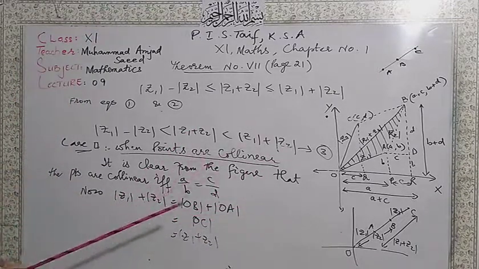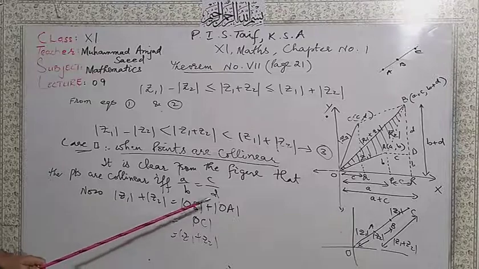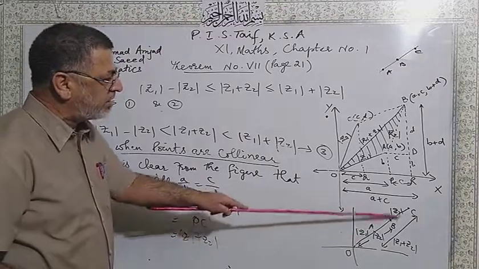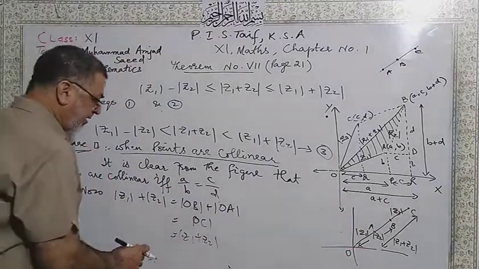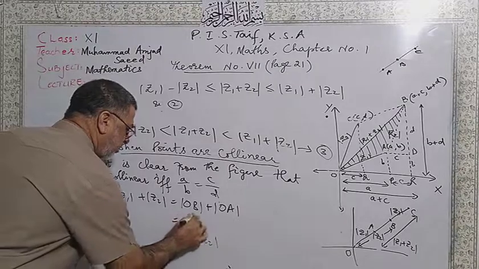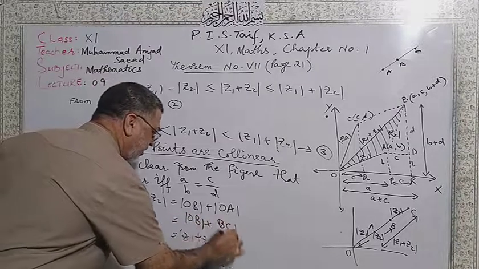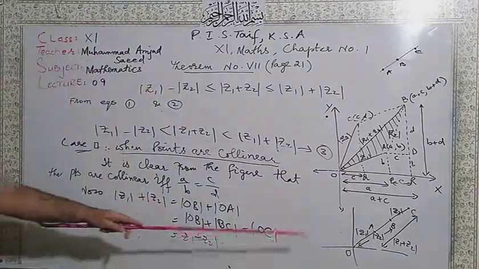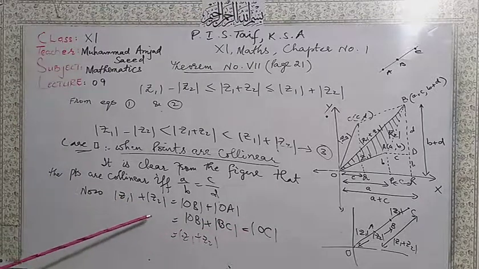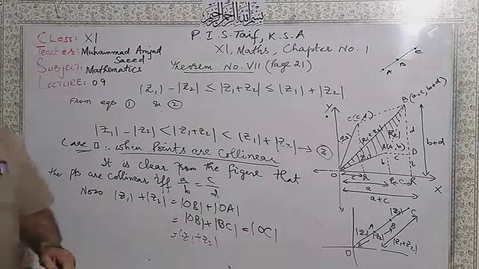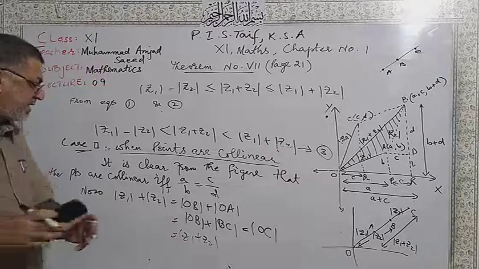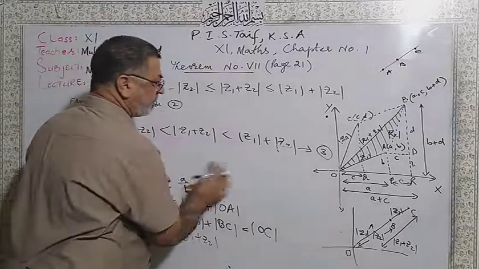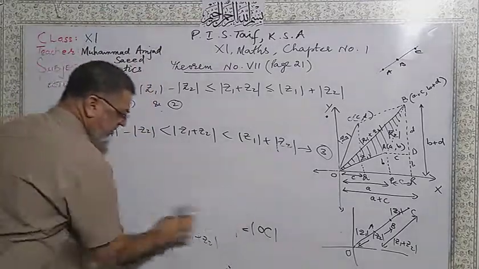That's why I have written that |Z1| plus |Z2| is equal to |OB| plus |OA|, but actually |OA| is |BC|. So you can say |OB| plus |BC| is equal to |OC|. But |OC| is equal to |Z1 + Z2|. So this is the equality sign from here. Now we have to discuss the less than inequality case. We have result number 3. You can check.